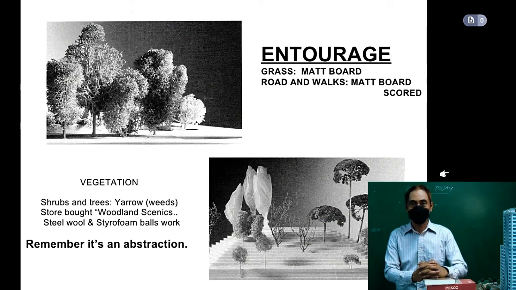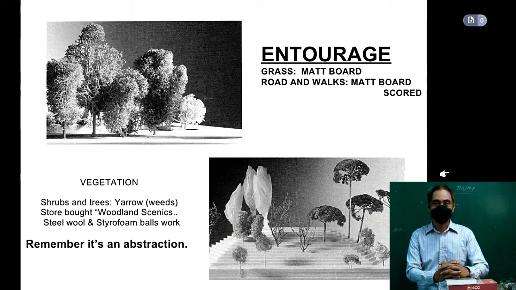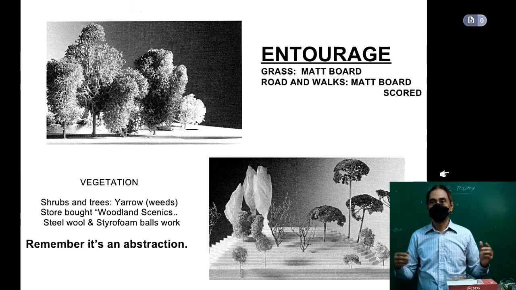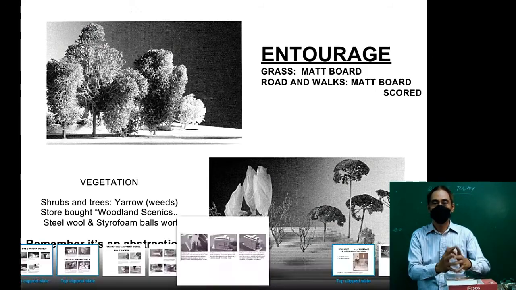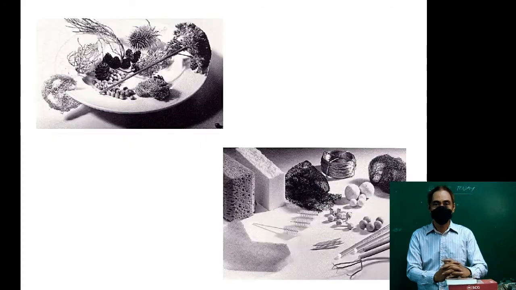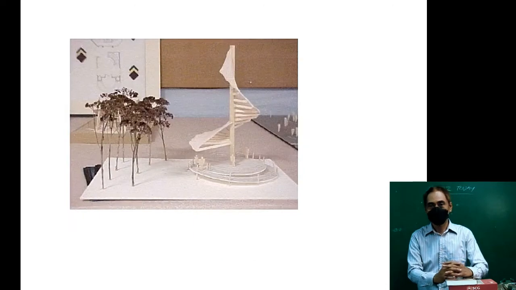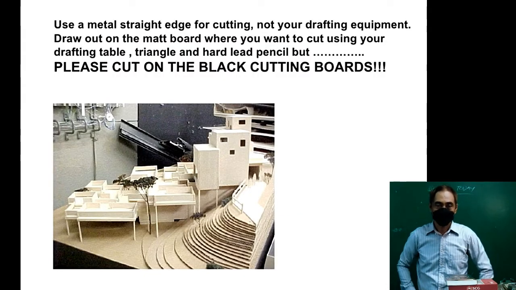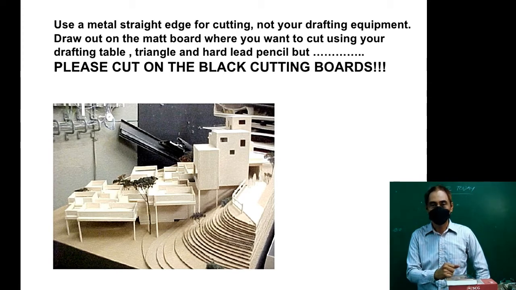Okay, for your entourage, you should put vegetation on your model scale miniature. In vegetation, you can put shrubs, trees, weeds, woodland, scenic steel wall, styrofoam balls work. Remember, it is abstraction. Okay, class, I have here a video on how to make a scaled model. Alright, just watch it very carefully.